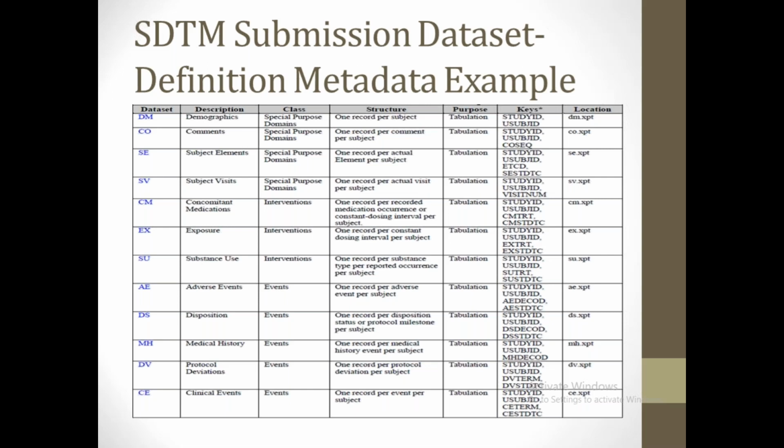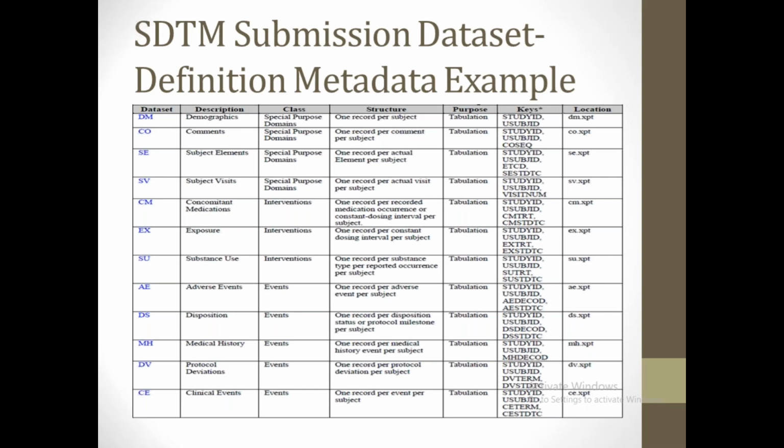DS, disposition, one record per disposition status or protocol milestone per subject. You see, right? DS decode, so disposition decode. And DSSTDTC is disposition start date time. And MH is medical history. So one record per medical history event per subject. So study ID, unique subject ID, MH decode, medical dictionary derived code.